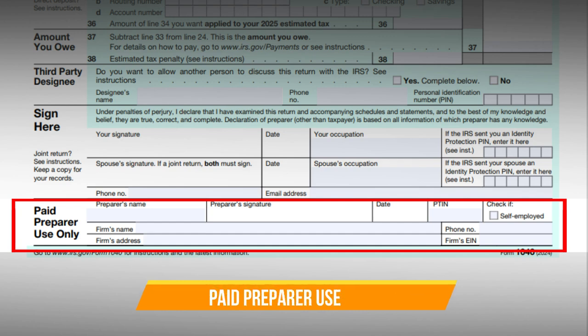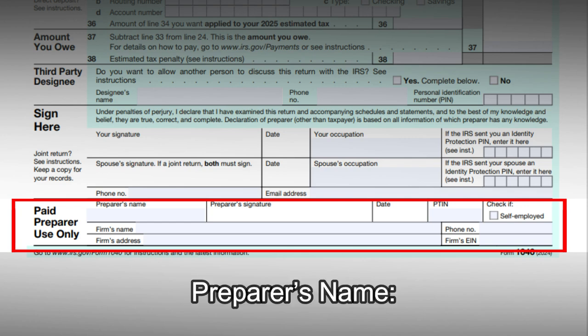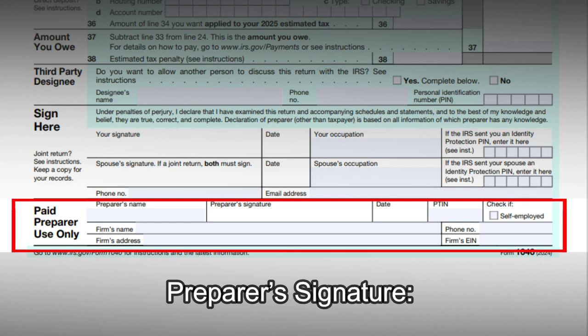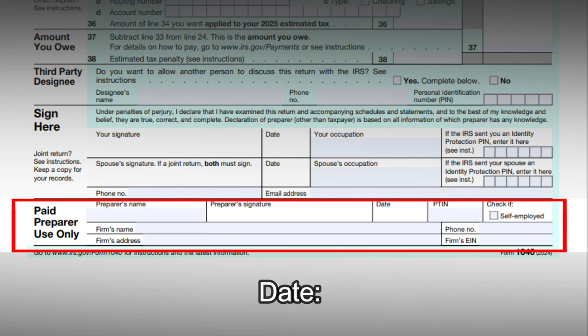The Paid Preparer Use Only section of the IRS Form 1040 is for tax professionals who prepare your return for you. If you hired a tax preparer, this section provides space for them to fill in their information. Here's a breakdown of what each part means. Preparer's name. This is where the name of the paid preparer, the tax professional who worked on your return, goes. Preparer's signature. The tax preparer must sign the form to certify that they prepared your return. Date. The date the preparer signs the return.